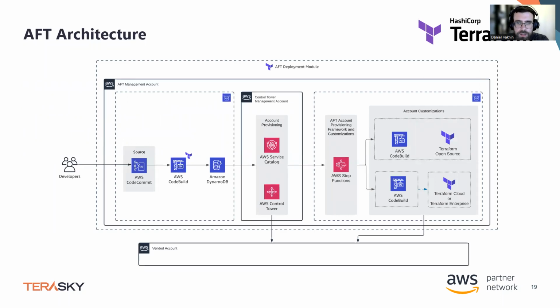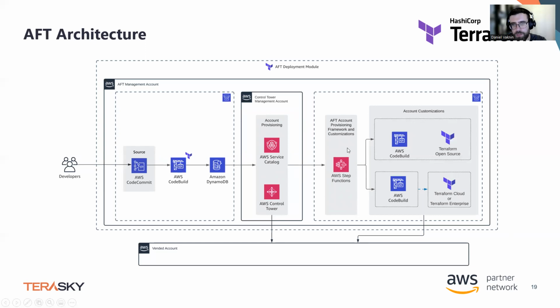A little bit about the architecture of AFT, so how it looks. Let's say that we have the developers or the DevOps engineers, and they commit the code to CodeCommit. As I said, there are 4 different repositories to commit the code to, based on what you want to do, whether it's deploying a new account or deploying resources on the accounts themselves. Once they push the code, it will fill Amazon DynamoDB with the accounts that are going to be provisioned and with the resources that need to be provisioned. And then it will call the Service Catalog to actually provision the account, and in Control Tower the account will be created.